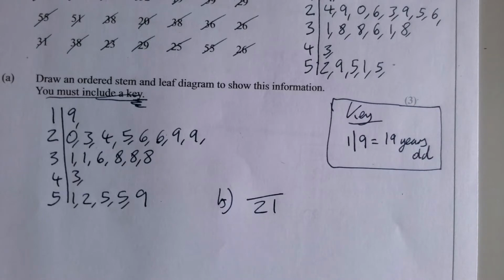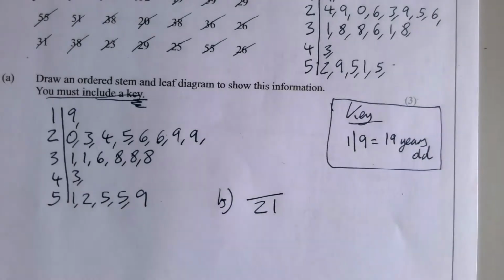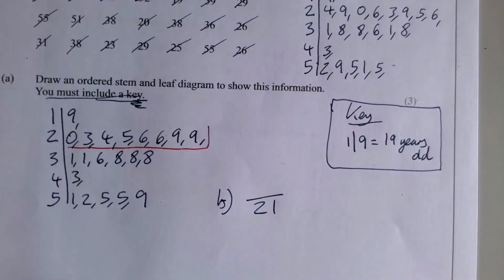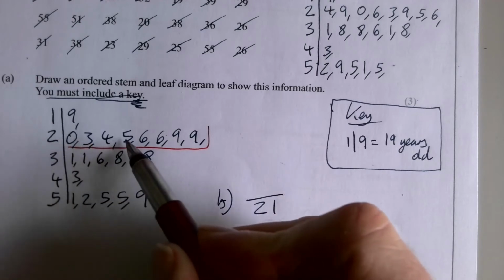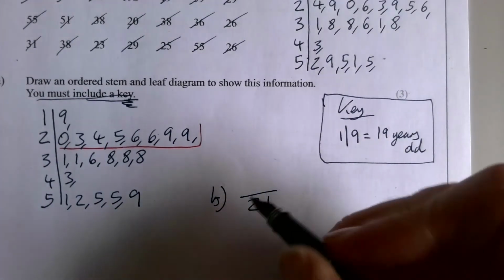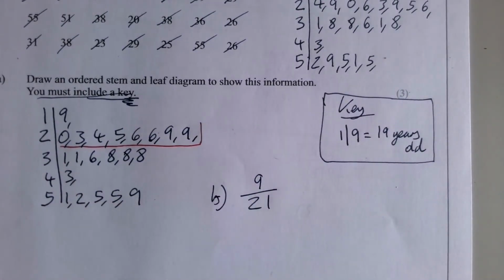And then we need to know how many are younger than 30. So younger than 30 is all of these, isn't it? So it's 1, 2, 3, 4, 5, 6, 7, 8, 9 of them. So that means 9 out of 21. Okay. So now we'll carry on with the rest of the lesson.